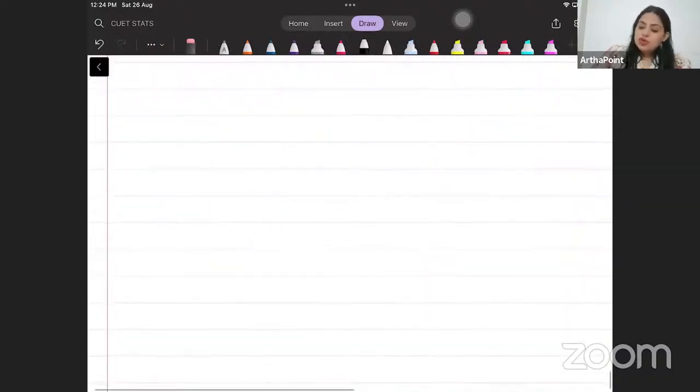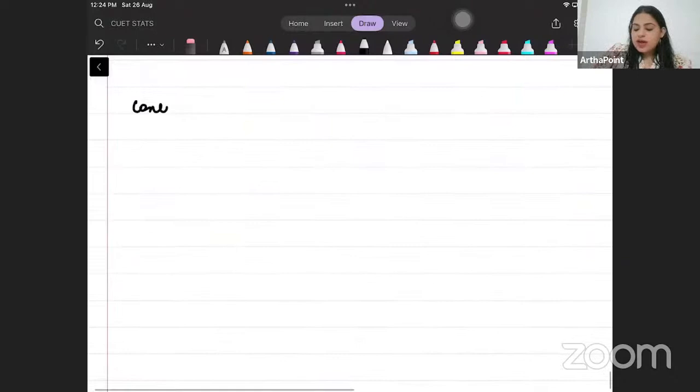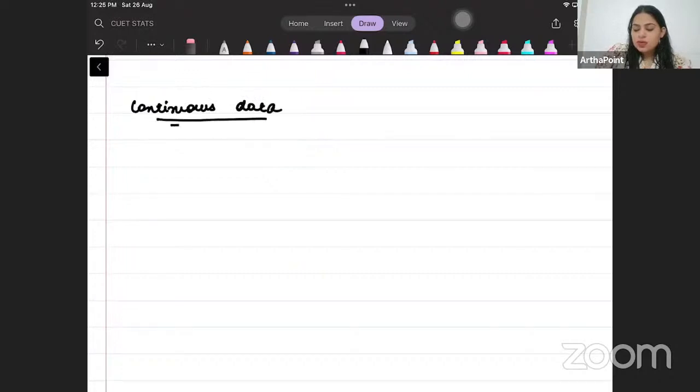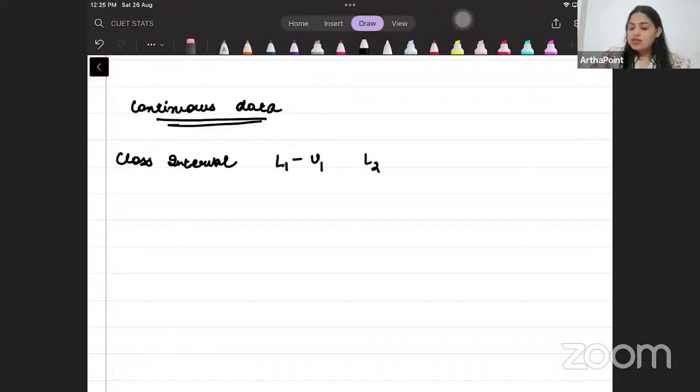Now, suppose you're given continuous data. I will solve numericals in a while. Let's write down all the formulas. So let's say you're given continuous data. So in that case, what will happen? You're given some class intervals like lower class interval 1 to upper class interval 1, lower class interval 2 to upper, lower to upper, and so on till lower to upper.